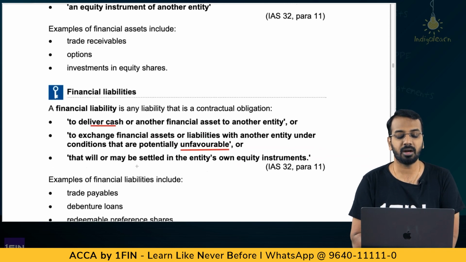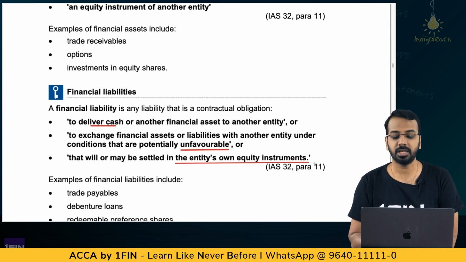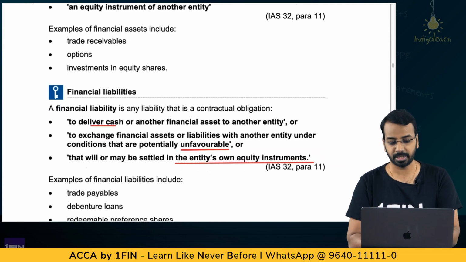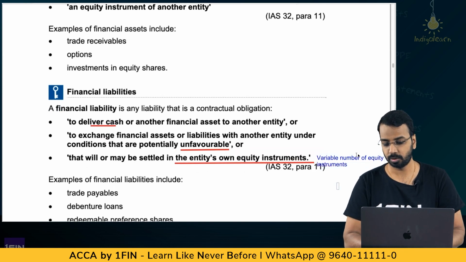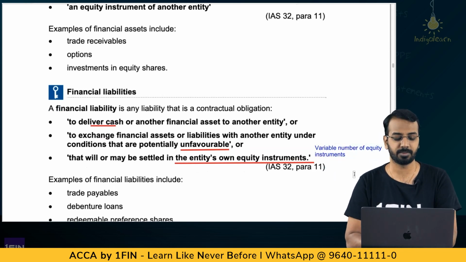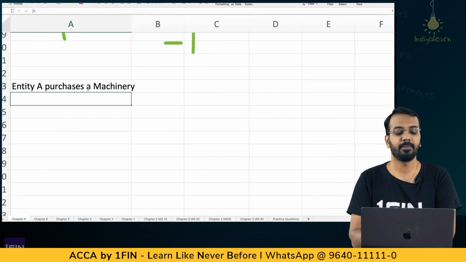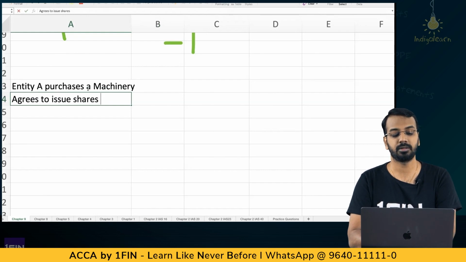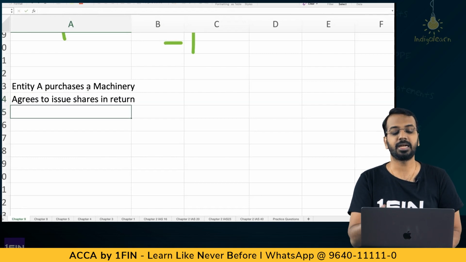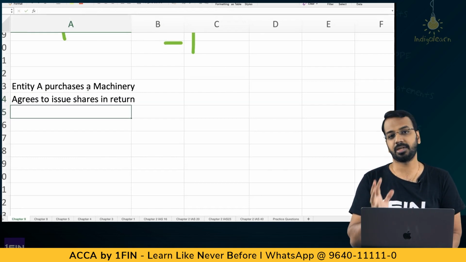And third, that will or may be settled in entity's own equity instruments. Now here, one thing you have to keep in mind is this settlement has to be based on a variable number of equity instruments. Now what do I mean by this? I'll just give a very simple example. Say entity A purchases a machinery and agrees to issue shares in return. So the entity wants to purchase a machinery and they agree to issue shares in return, right?